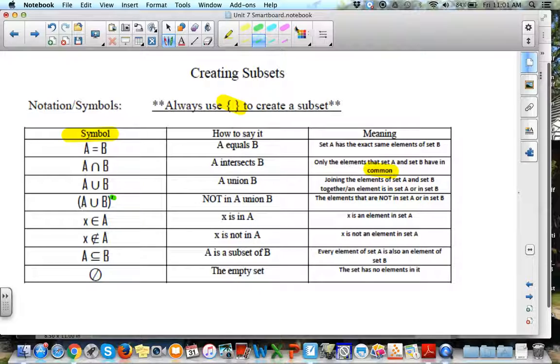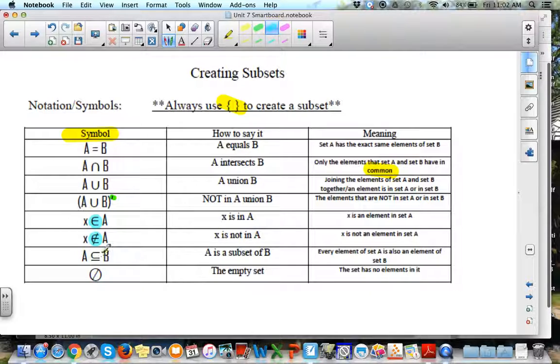This other weird looking symbol, this E, that means element. So this element is in set A. This element is not in set A. That's how we're going to talk about what's in a set or what's not in a set.